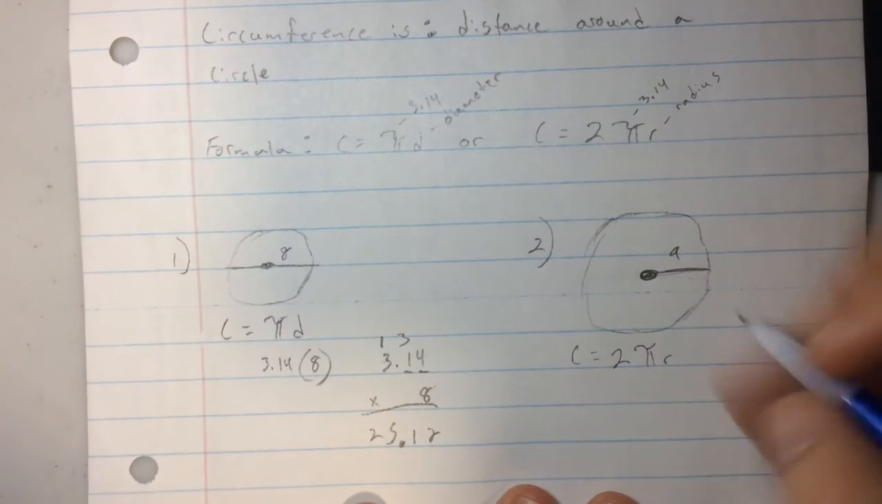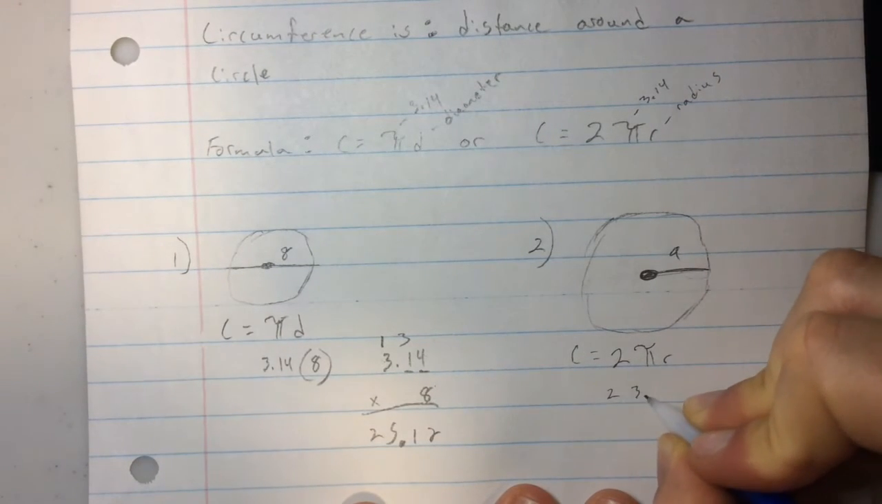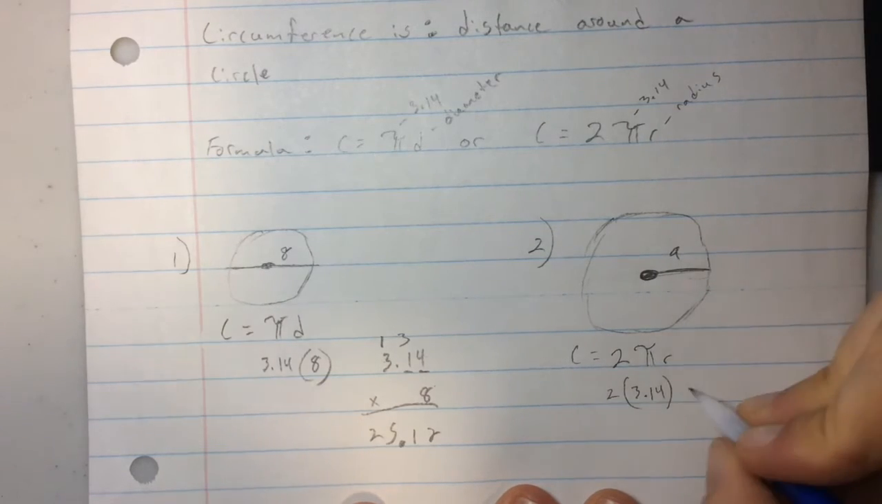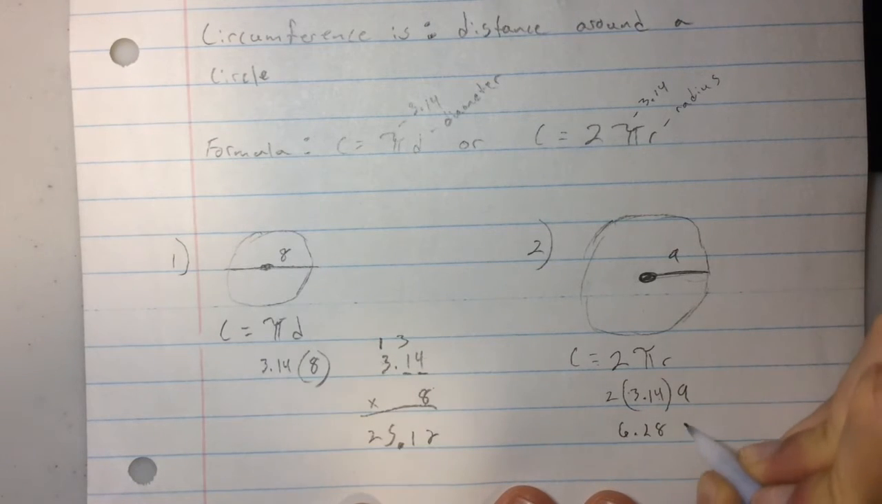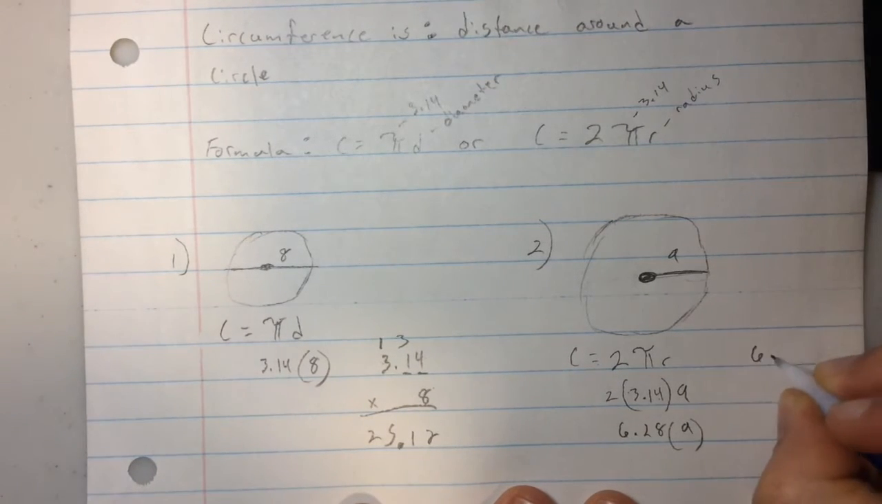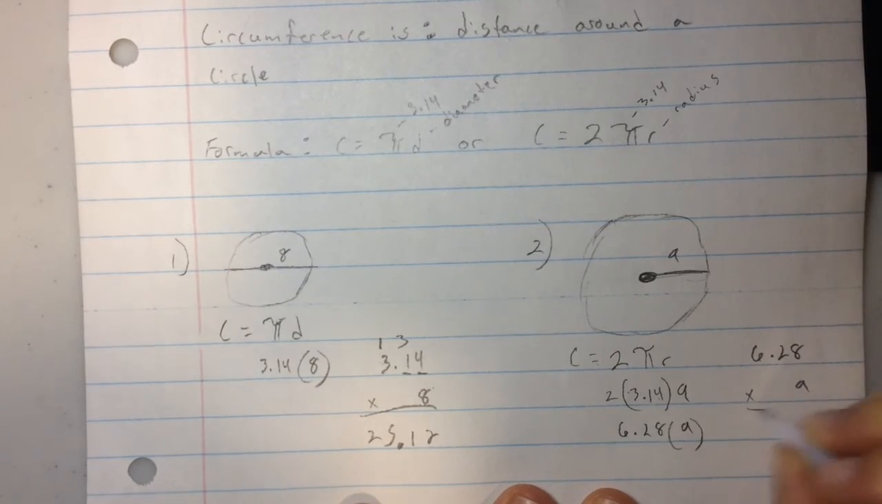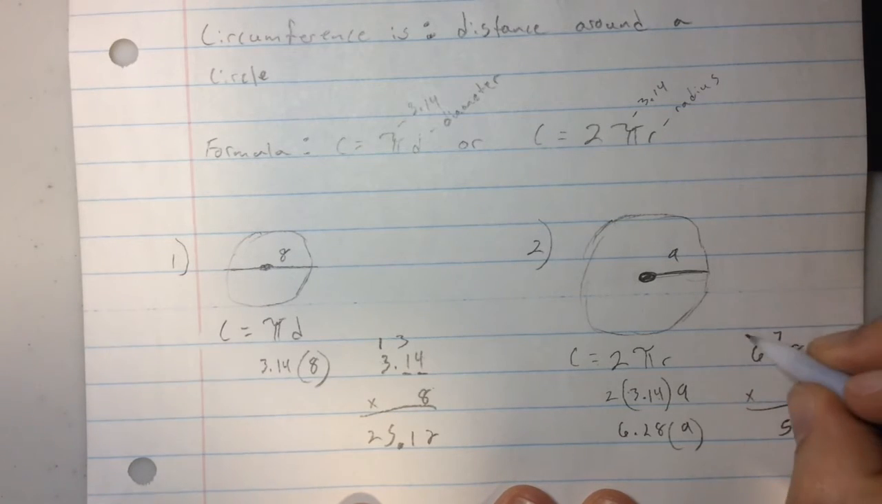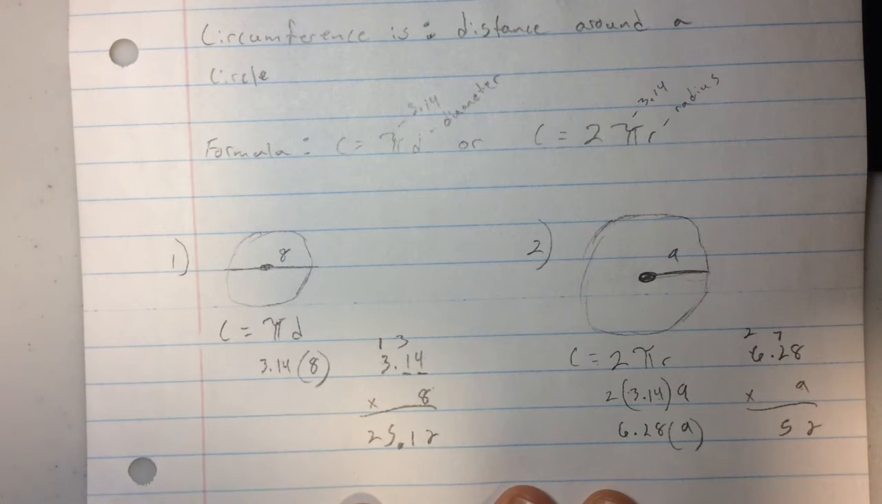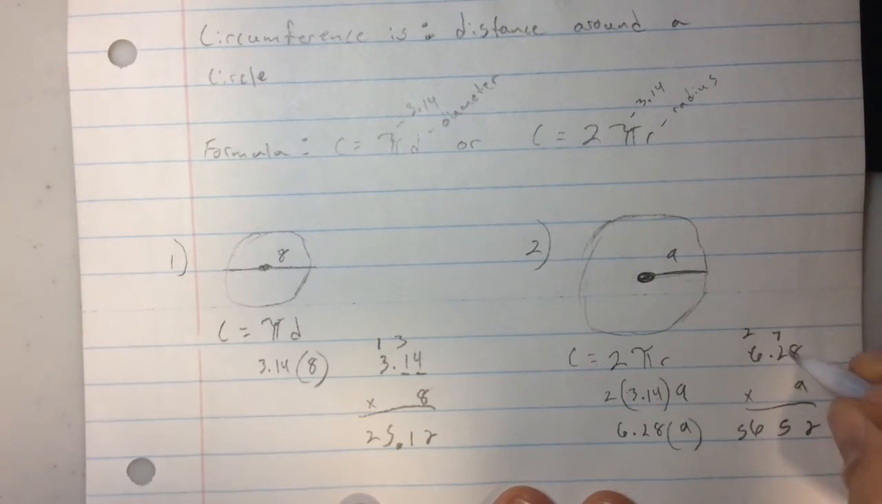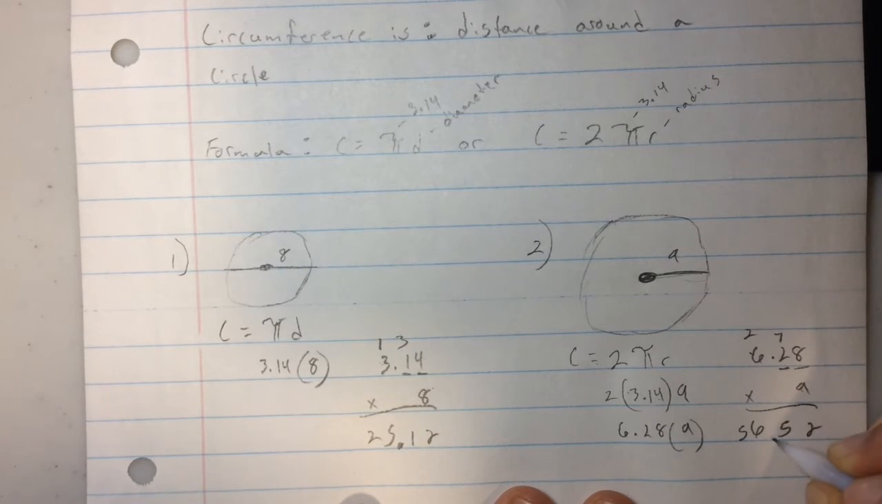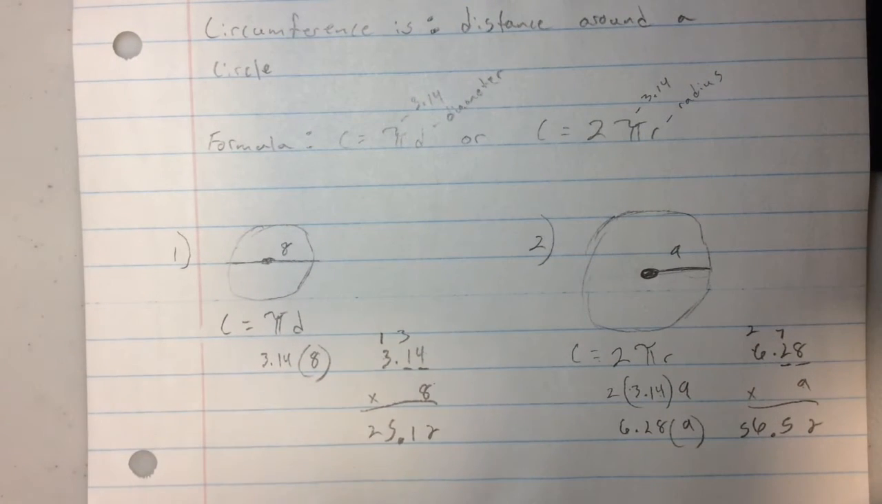Let's see. So we're going to have 2 times 3.14 times radius, which is 9. Well, 3.14 times 2 is going to be 6.28. So now I'm going to have 6.28 times 9. 9 times 8 is 72. 9 times 2 is 18, plus 7 is 25. 9 times 6 is 54. Plus 2 is going to be 56. And so now I'm going to have 56, count my 2 spots. 56.52, or 56 and 52 hundredths.